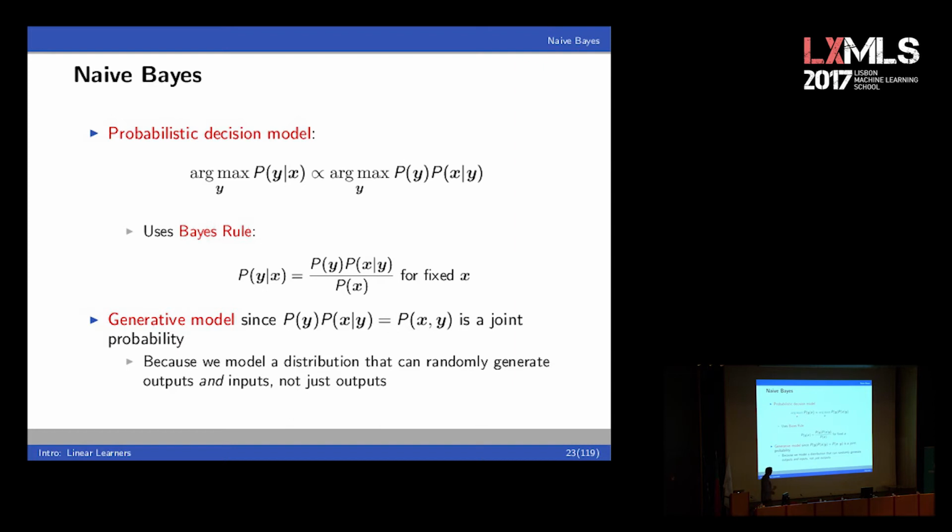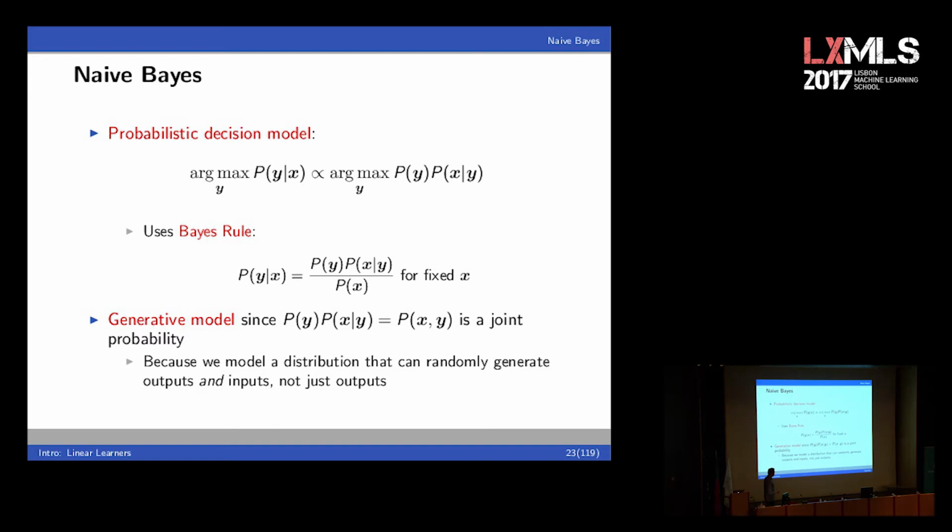So the decision model that we build is we want to find the probability of the label given input that maximizes the product of label and input given label. So this is just Bayes' rule, as you can see here. And since the input is fixed, we can just ignore it. It's the same.